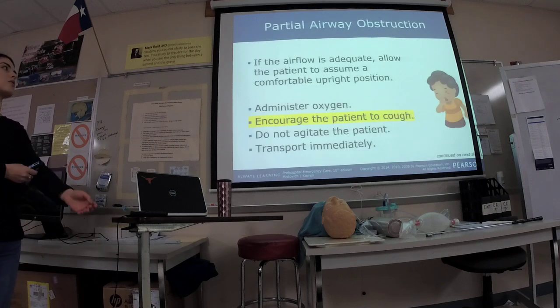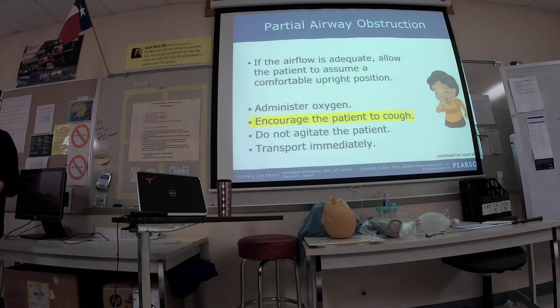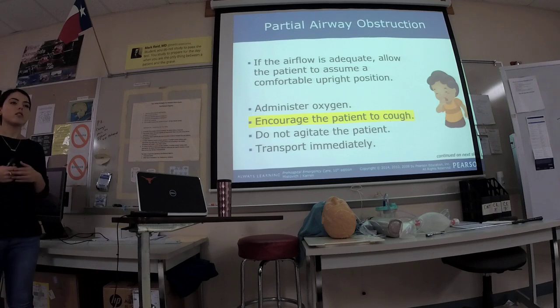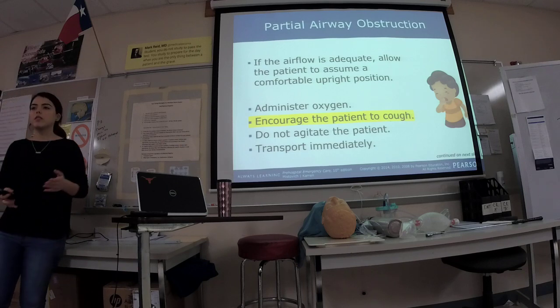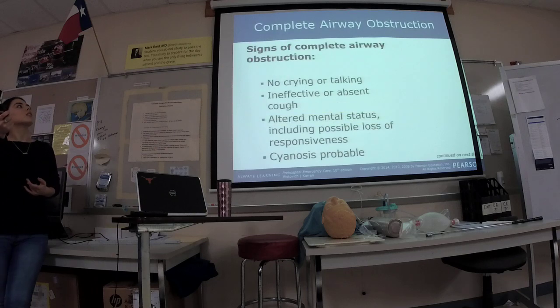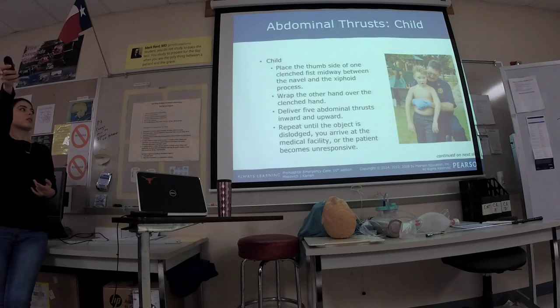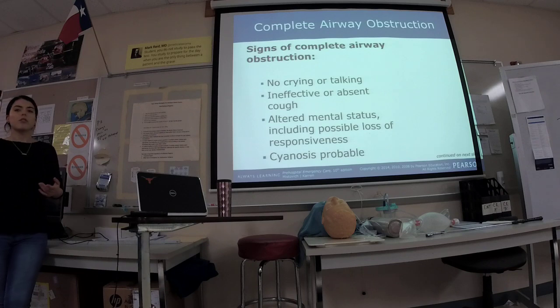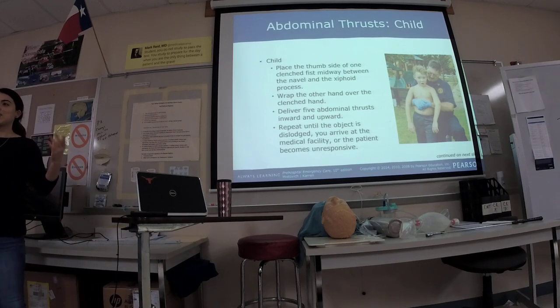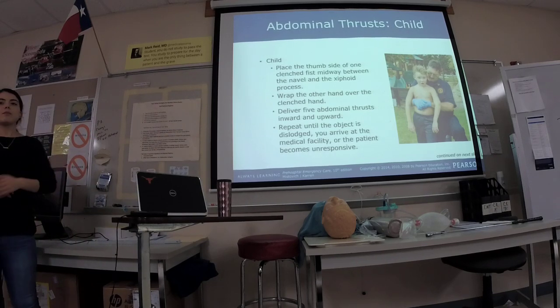Partial airway obstruction: like we said before, whenever they're choking but they're still making noise, we want them to cough as much as possible. Administer oxygen. Let them position themselves in whatever way is more comfortable. Complete airway obstruction is where we're going to do the abdominal thrust, so they're not talking, their airway's completely obstructed. With the child, we already talked about this whenever we were doing CPR, the abdominal thrust.